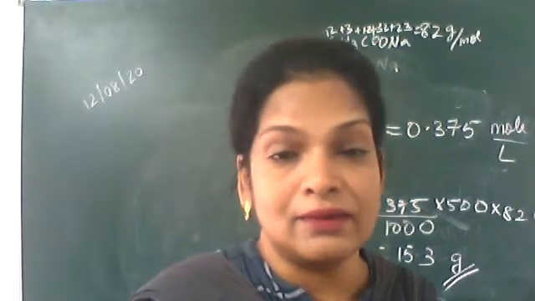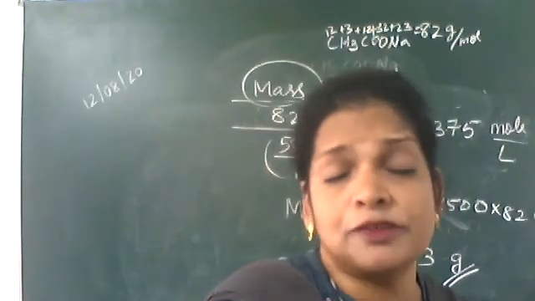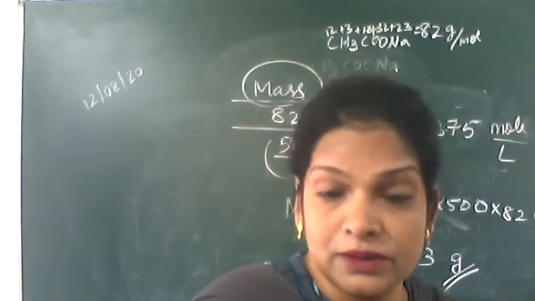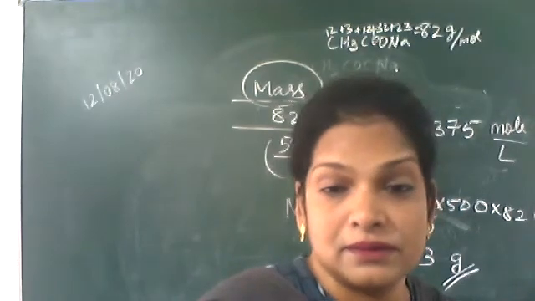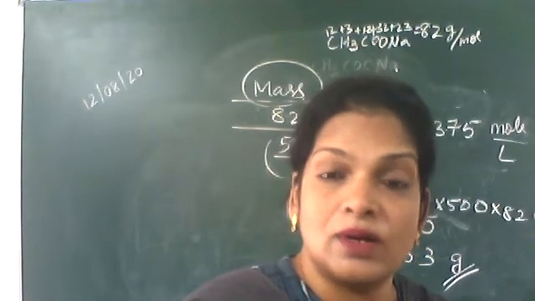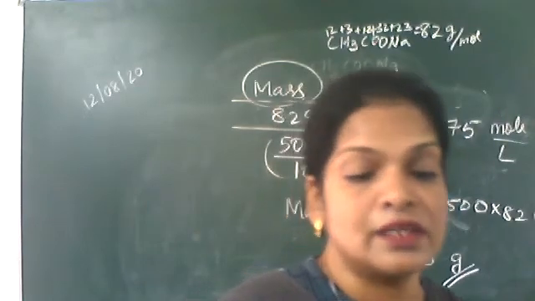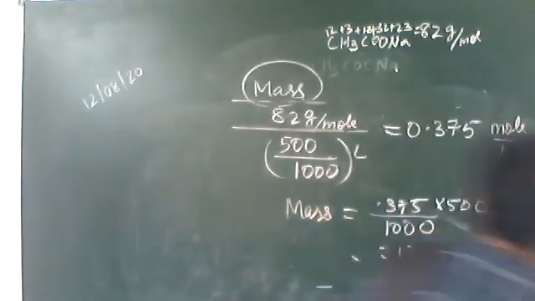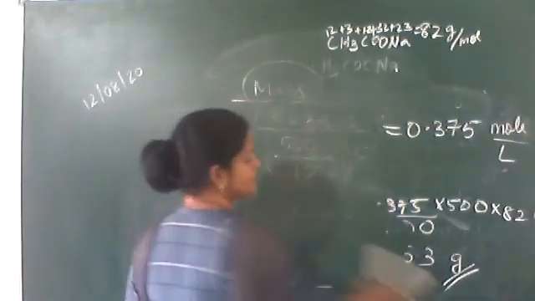So molarity, what is the expression? Number of moles of solute upon volume of solution in liters. Number of moles of solute: if weight is given, that weight divided by the molar mass will give you the number of moles of the solute. Now in our hand we have 100 gram of solution in which the mass of nitric acid, the solute, is nitric acid.